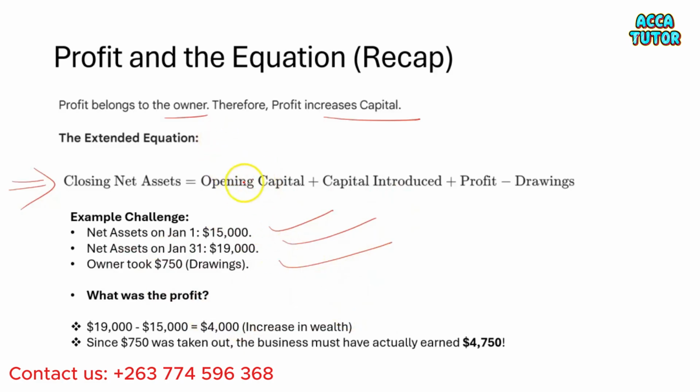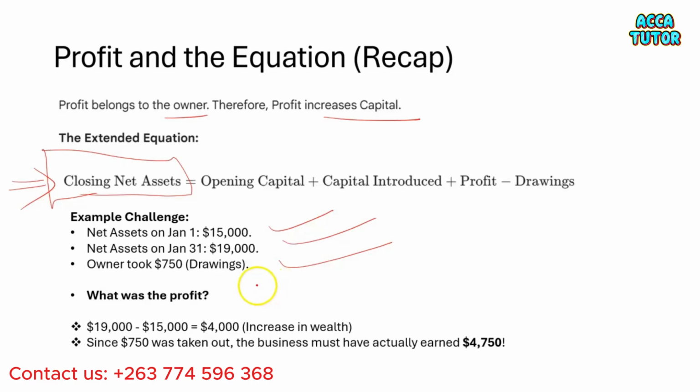For example, the opening capital 15,000 plus capital introduced. Unfortunately, we do not have the rest of the items there, but we can safely make sense of the formula. Remember, when we are talking of closing net assets, we are simply talking of the difference between the opening and the closing net assets. So that's closing net assets.